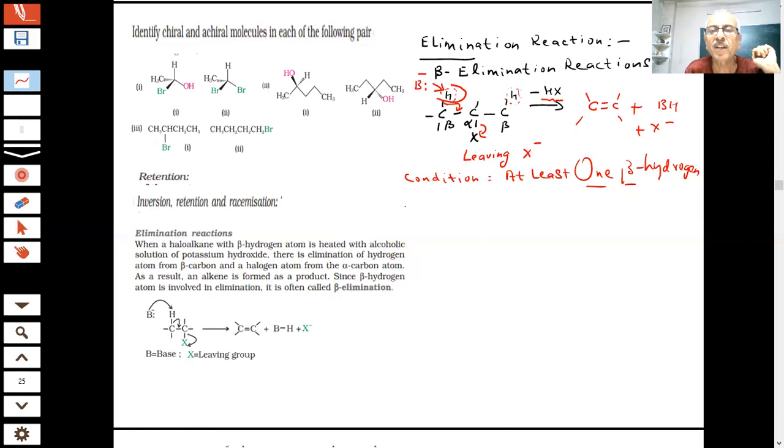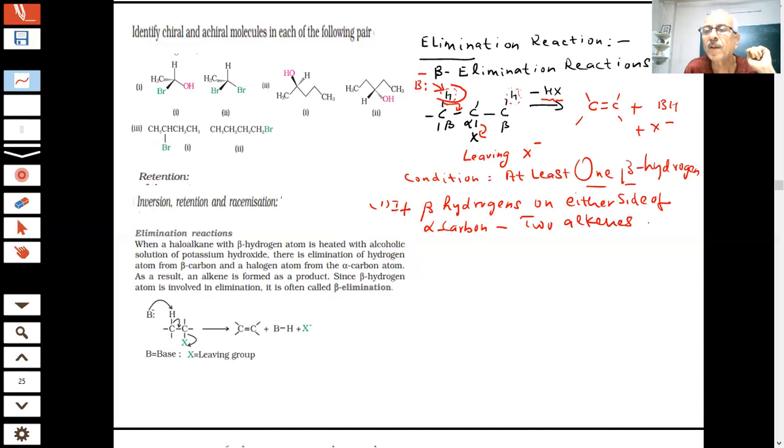And the more interesting thing is that if there are beta hydrogens on either side of the alpha carbon, then two products can be obtained. Two alkenes will be formed. This is an important point. This is where the question comes. One will be major and there will be a minor product.